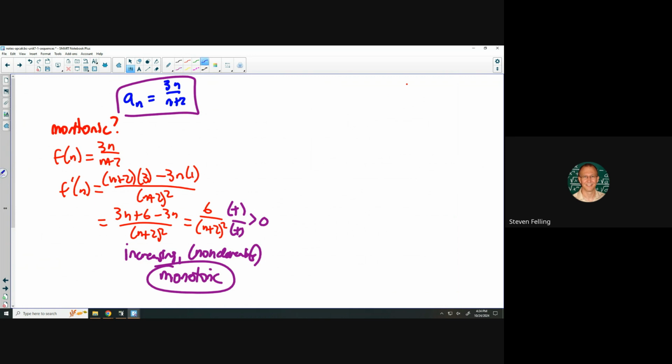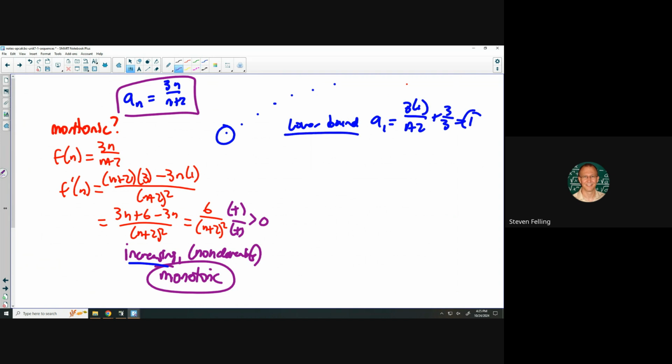Okay, and then that means that if it's monotonic and increasing, the terms of this sequence in general are going up. They could potentially stay the same, right? Go up. In fact, I think we showed it with positive, so this would always be going up. And that means that whatever the first term is of the series, that's going to be the lower bound. So the lower bound of this is going to be whatever the first term is, a1, which is 3 times 1 over 1 plus 2, which is 3 over 3, which is 1. So there is a lower bound.